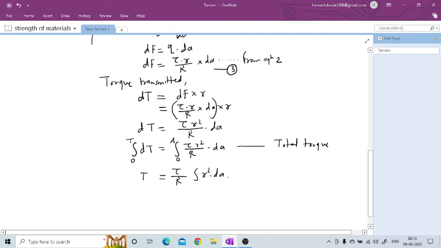Now the value that we have got here, that is integration of r square dA, is nothing but the second moment of area.